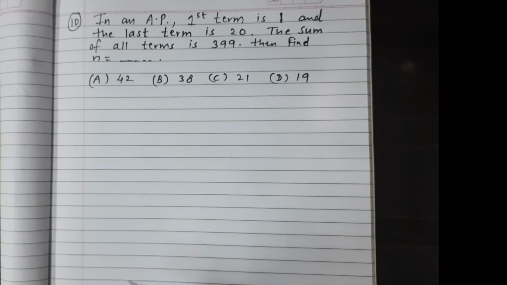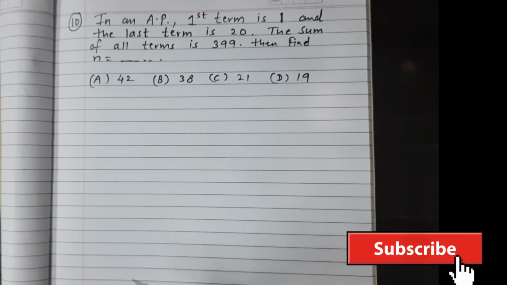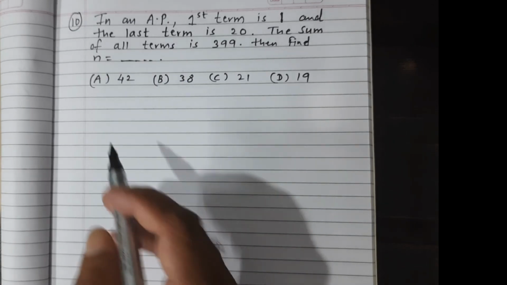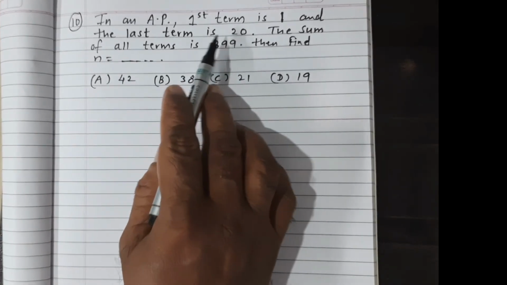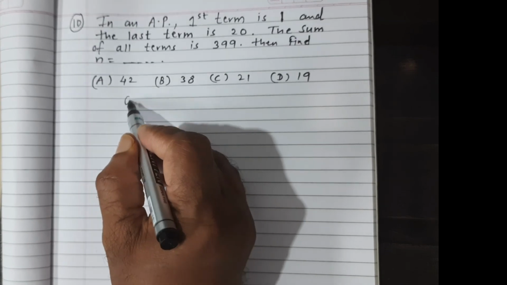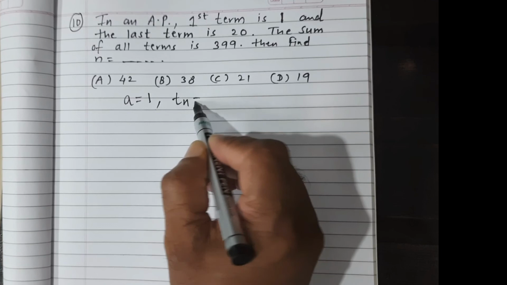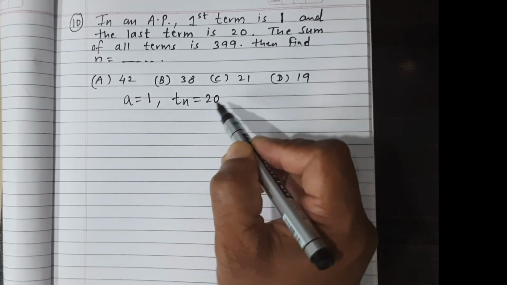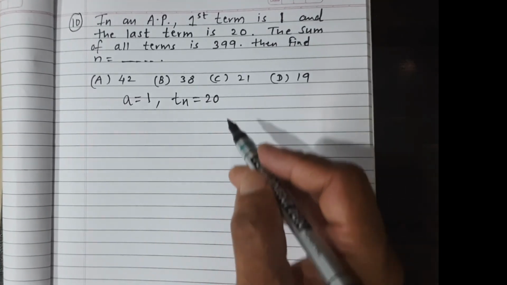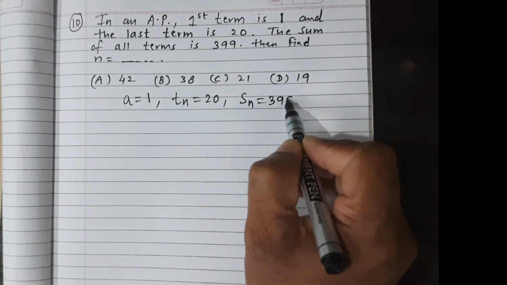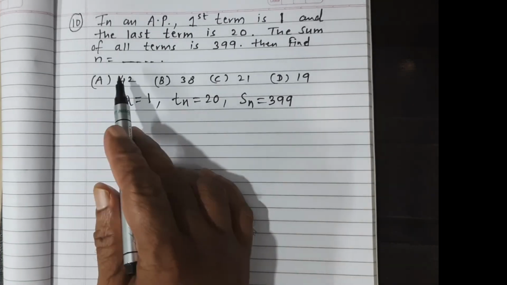10th example. In an AP, the first term is 1 and the last term is 20. The sum of all terms is 399. Then find the value of n. So here the given thing is the first term A is equal to 1, and the last term of the sequence, that is Tn, is 20. It is also given the sum of all terms, that is Sn is equal to 399. We have to find the value of n.